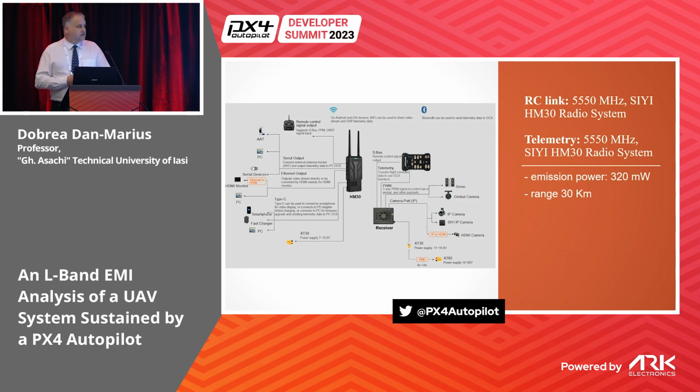The last analyzed system is based on the HM30 system, which is also a long-range communication system that supports an RC link, a telemetry link, and also a video channel. In my case, I do not use the video channel. It was disabled, and moreover, the Wi-Fi and Bluetooth features are also disabled.